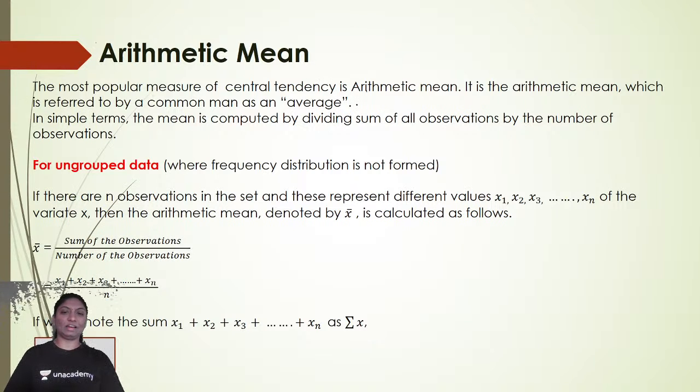Generally, many times we see the use of this word average. On an average, I will get this number of marks. On an average, I will reach up to 530, or on an average, I will try to cover all these things. So many times we are using averages. Let's see how we will calculate the average. In simple terms, the mean is computed by dividing the sum of all observations by the number of observations.